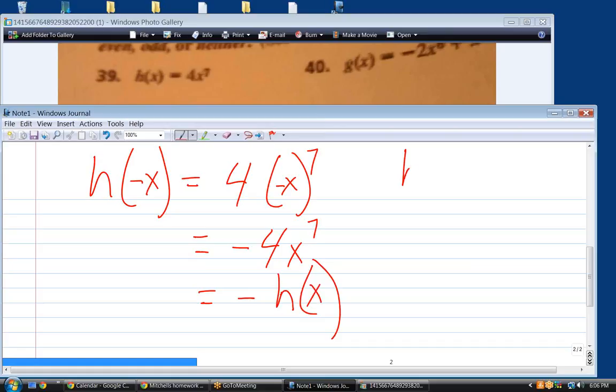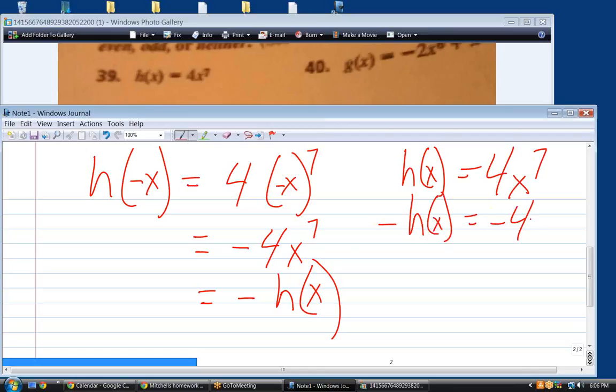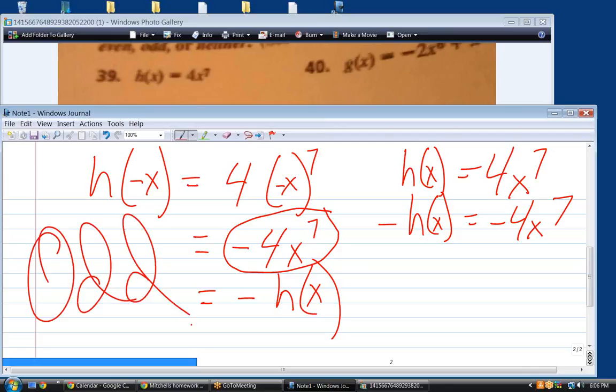In other words, h of x was 4x to the 7th. So if I said, well, what is negative h of x? I would just put a negative sign in front of that. So recognizing that that equals negative h of x, meaning that h of negative x equals negative h of x, makes it odd.